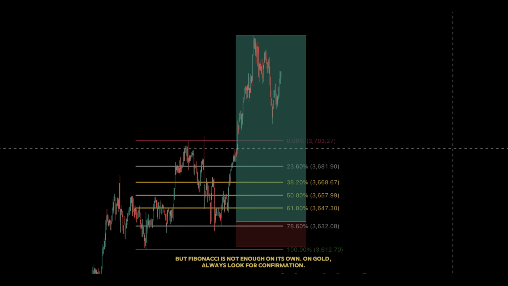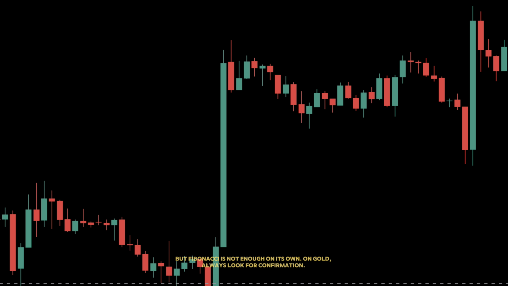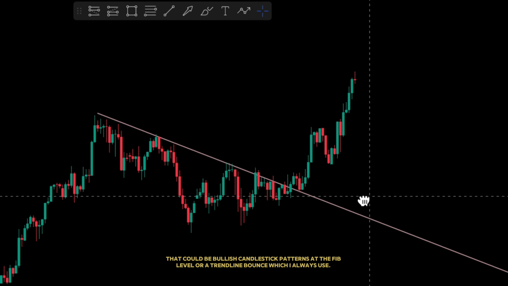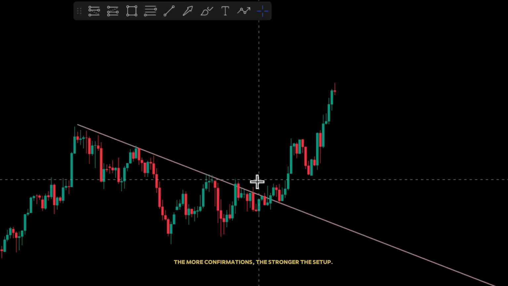But Fibonacci is not enough on its own. On gold, always look for confirmation. That could be bullish candlestick patterns at the fib level or a trendline bounce, which I always use. The more confirmations, the stronger the setup.